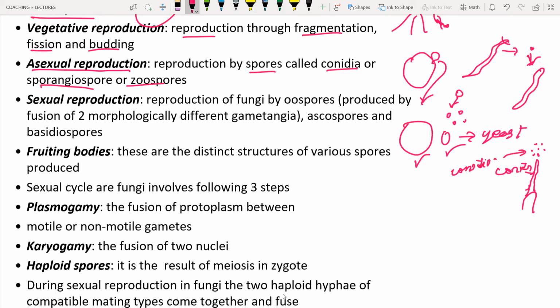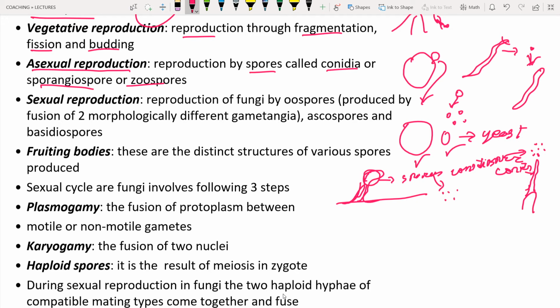Okay, conidiospores. So next is sporangiospores. Sporangiospores mean, let us say this is the hypha, and above the hypha you will see a small blob-like structure. Okay, and this blob-like structure is known as a sporangium. From the sporangium you will see small dust-like particles come out. This is known as sporangiospores, meaning the spores that are coming from the sporangium are known as sporangiospores.